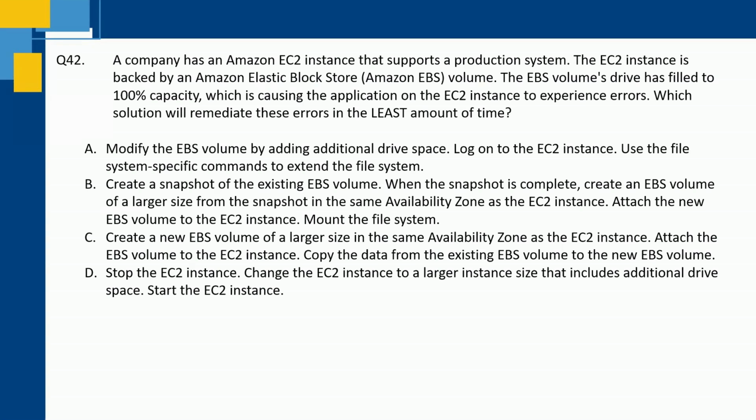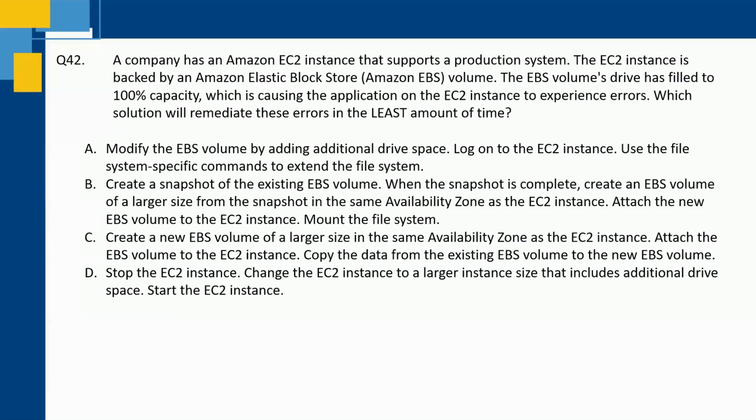Your options are: modify the EBS volume by adding additional drive space, log on to the EC2 instance, and use the file system specific commands to extend the file system. Create a snapshot of the existing EBS volume. When the snapshot is complete, create an EBS volume of a larger size from the snapshot in the same availability zone as the EC2 instance. Attach the new EBS volume to the EC2 instance and mount the file system.